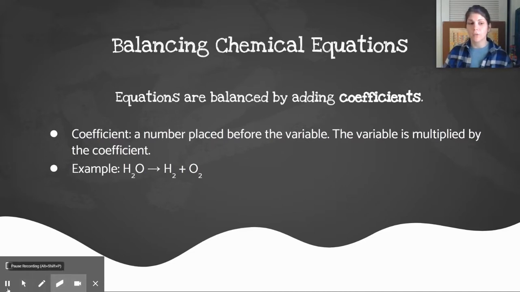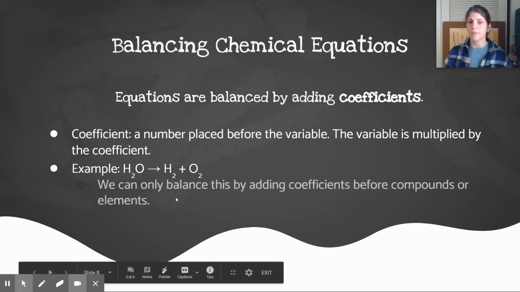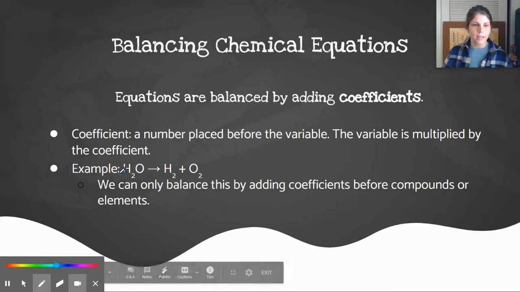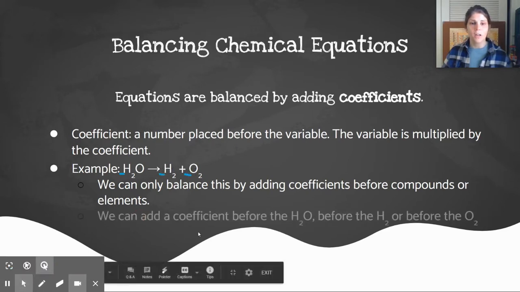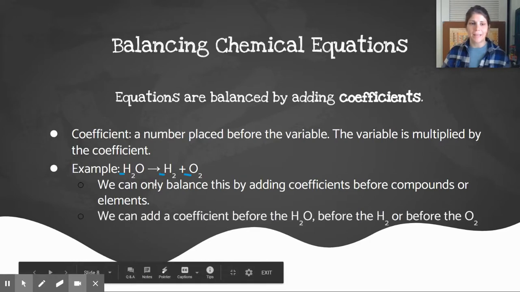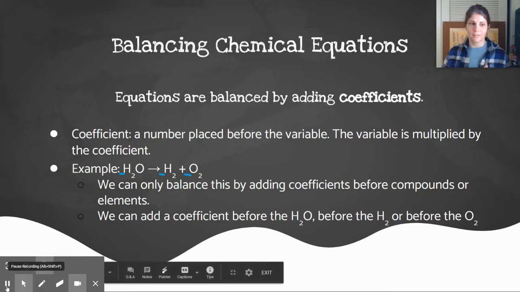And we'll talk about how to do this in one quick sec. So I did already give you the notes on this, but I just want to make sure it's clear. We can only balance the equations by adding coefficients. So we can add a number right here, we can add a number right here, or we can add a number right there. But what we cannot add are subscripts. So we can't make that H2O2. All we can do is say, well, we have 2 atoms of water, or we have 2 atoms of hydrogen, or we have 2 atoms of oxygen. So let's talk about that on the next slide.